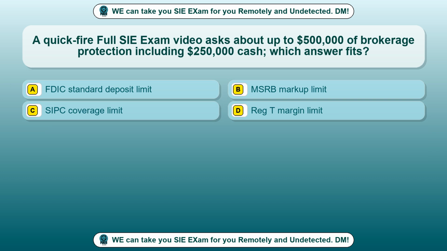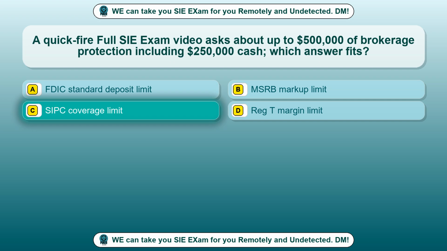Question 12. A quick-fire full SIE exam video asks about up to $500,000 of brokerage protection, including $250,000 cash. Which answer fits? Option A, FDIC standard deposit limit. Option B, MSRB markup limit. Option C, SIPC coverage limit. Option D, Reg T margin limit. The correct answer is option C, SIPC coverage limit.